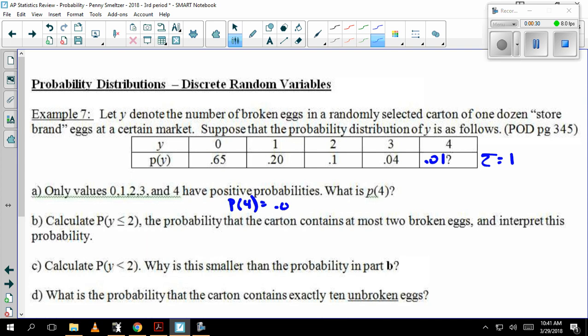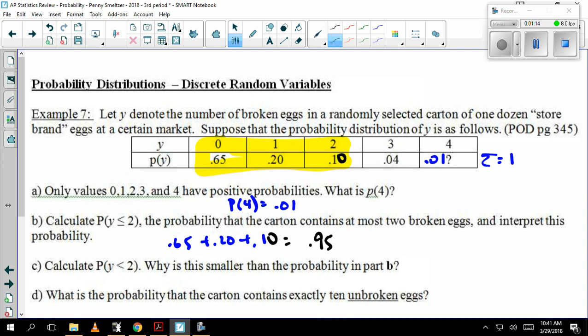The probability of 4 broken eggs is pretty remote, and apparently we never have 5 or 6 or 7 or 11 broken eggs. Part B says calculate the probability y is less than or equal to 2. So what I'm looking at here is this section, less than or equal to 2. So it's 0.65 plus 0.20 plus 0.10. If this confuses you a little bit, maybe put a 0 after that so you don't make a decimal place error. So that's 65, 75, 85, 95% of the cartons have at most 2 broken eggs.